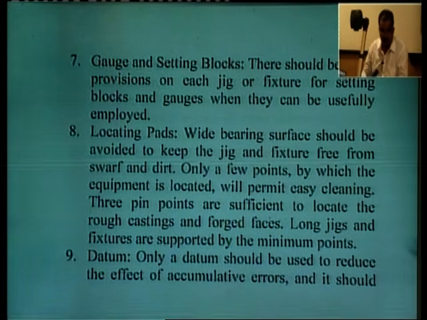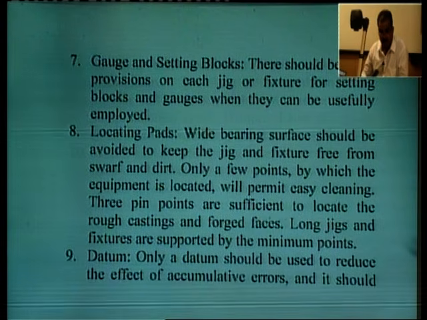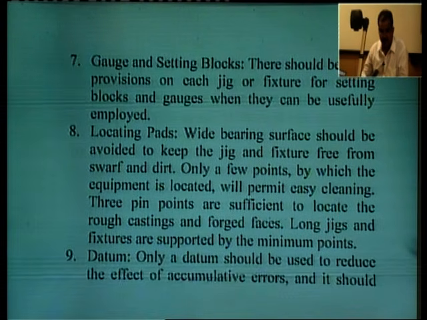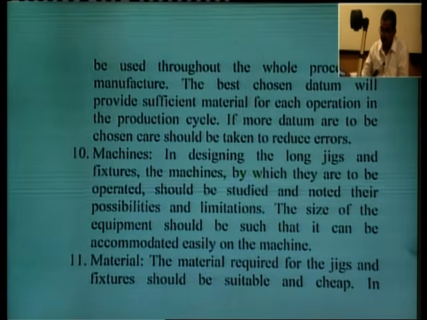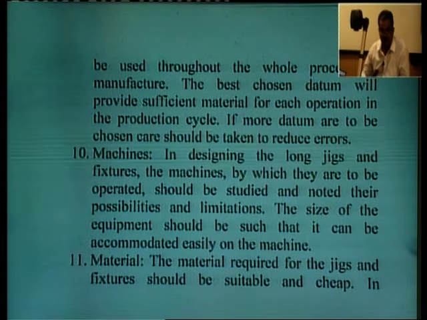Then datum: only one datum should be used to reduce the effect of cumulative errors, and it should be used throughout the whole process of manufacture. The best chosen datum will provide sufficient material for each operation in the production cycle. If more datums are to be chosen, care should be taken to reduce errors.